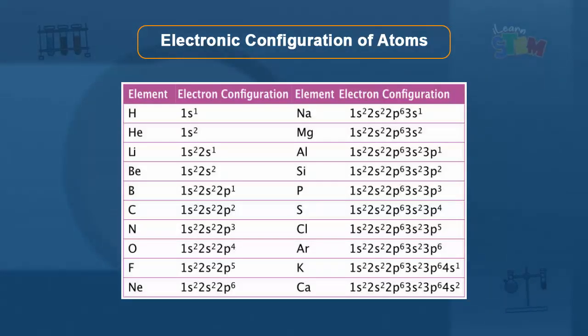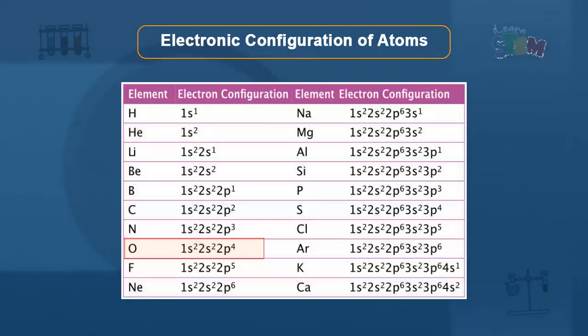Here are the electronic configurations of the first 20 elements. Take your time to listen and understand. Hydrogen has 1 electron, so its electronic configuration is 1s1. Helium has 2 electrons. Its configuration is 1s2.